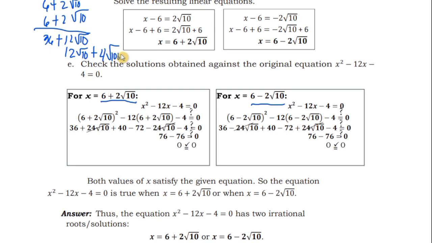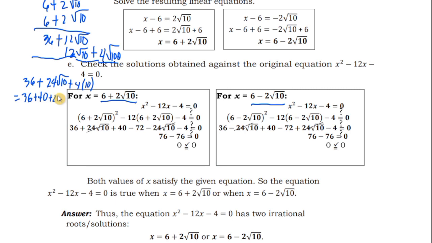This is 100. If we're going to combine further, this is 12, so we work it out. We come up with 36 plus 24 square root of 10 plus 4 times 10, because take note that the square root of 100 is 10. So we now have 36 plus 40, since 4 times 10 is 40, plus 24 square root of 10. So we now have 76 plus 24 square root of 10.